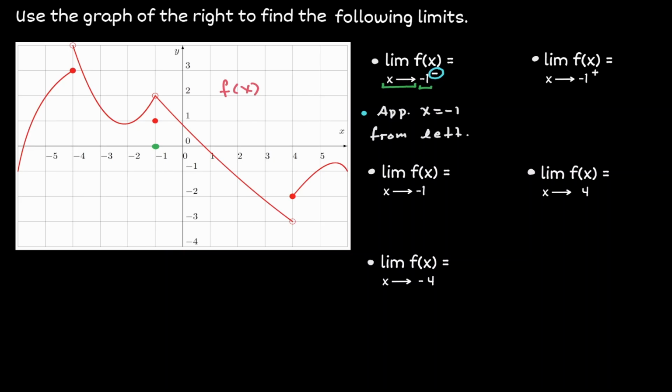So let's use the graph to identify that value. As we start getting closer to -1 from the left, if we follow the curvature of this function, notice that the y value that we are approaching is y equal to 2.